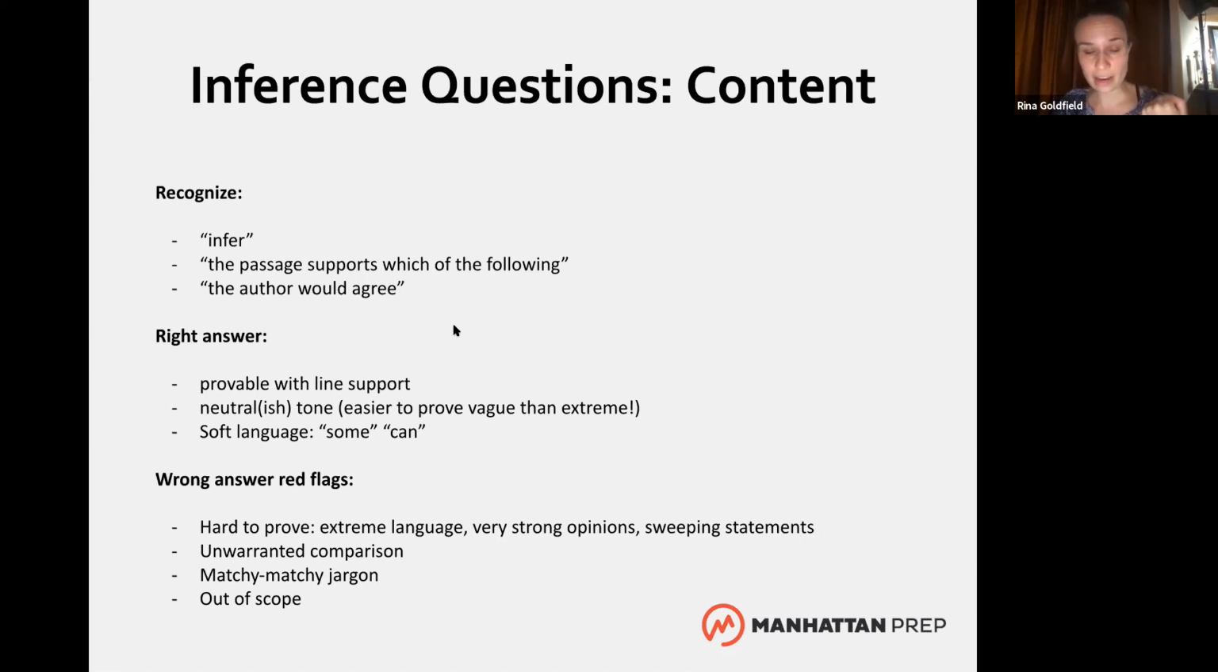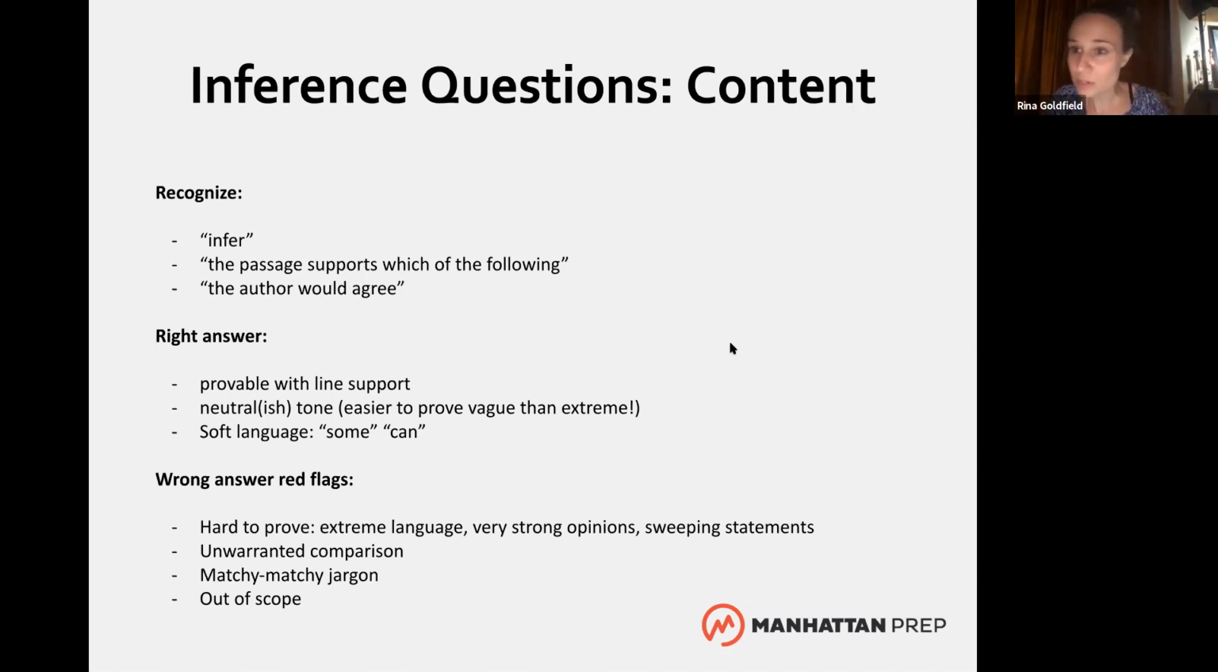And we're green flagging for right answers, of course, things that are provable with line support if we have the passage in front of us. But if we're stumped by that, we're looking for neutralish tone. Something that is wishy-washy and vague is easier to prove than something that's very specific. And soft language like some or can, again, easier to prove. Wrong answer flags are extreme things that are hard to prove. So things like extreme language, very strong opinions, or big sweeping statements of like, this is always better than that. Ice cream is always better than chocolate cake.